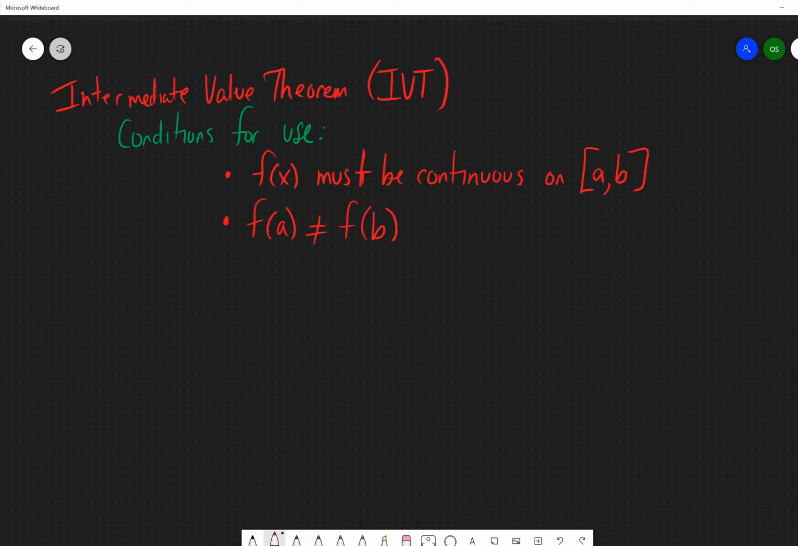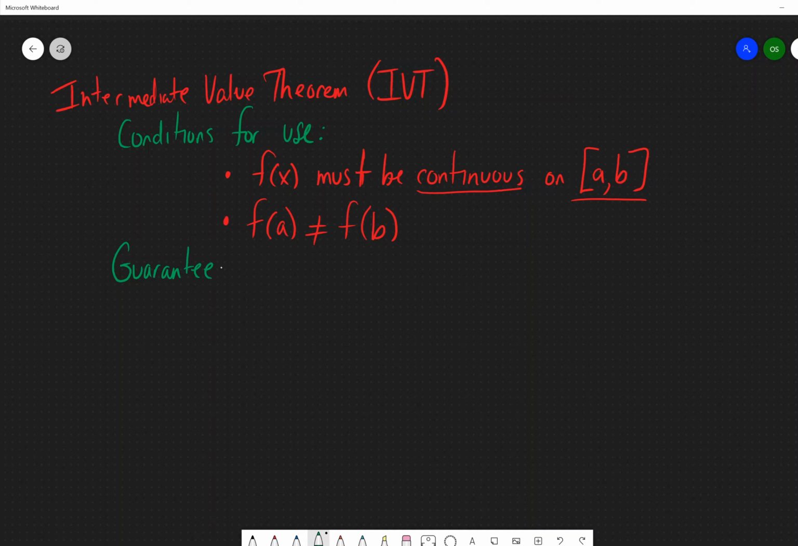So one thing to point out is where we are looking at our function, it must be continuous. Can it be discontinuous outside of that interval? Sure. As long as it's continuous inside our interval, then we're fine, we meet the conditions. Now, once those conditions are met, what does the theorem guarantee?